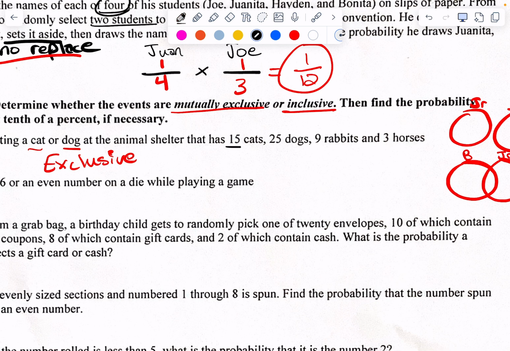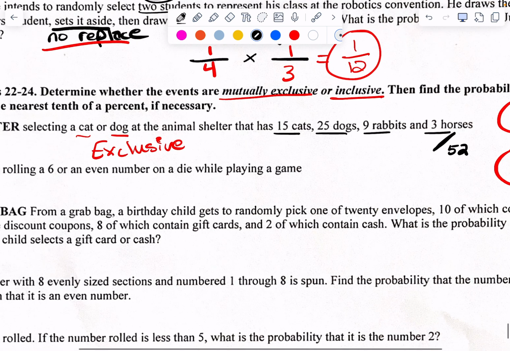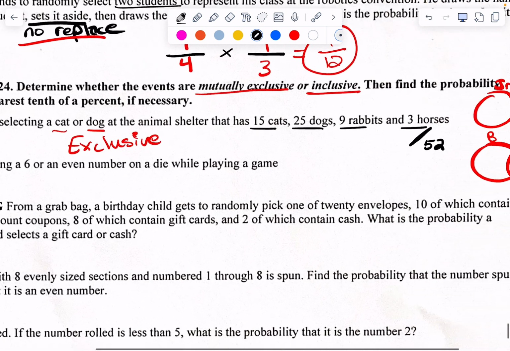All right. 15 cats, 25 dogs, 9 rabbits, 3 horses. That sounds like a list. How many all total? 24? That is not right. 52? That is correct. 52. Okay.